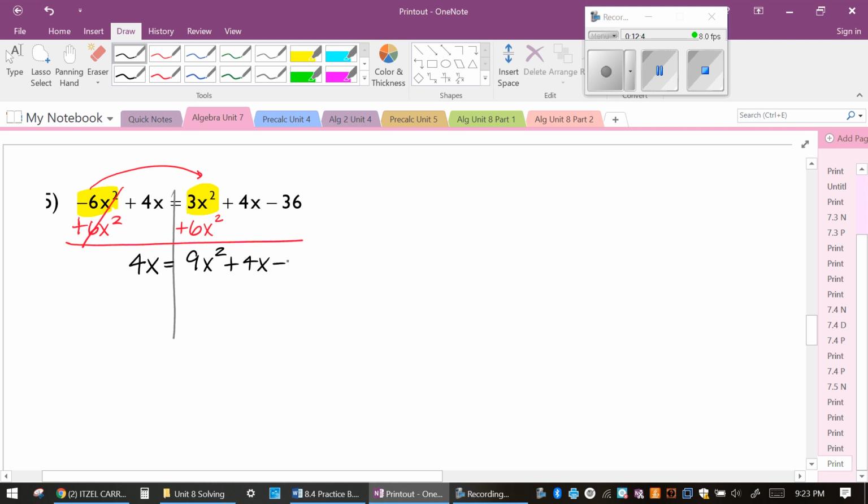So I'm moving all the terms to the left side. You can do it one by one, or you can cancel both at the same time. Just make sure you're keeping like terms together.